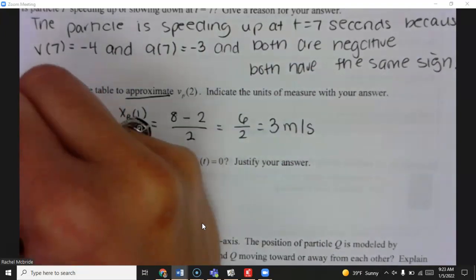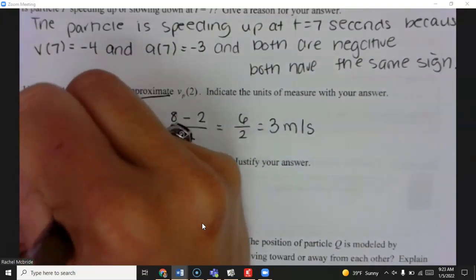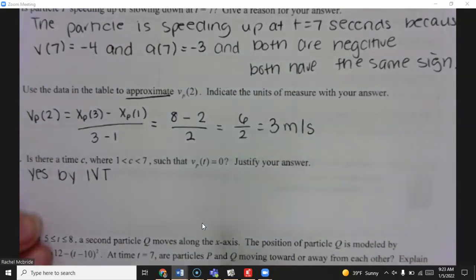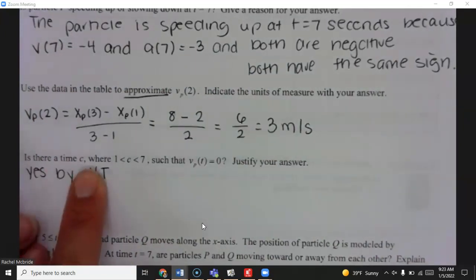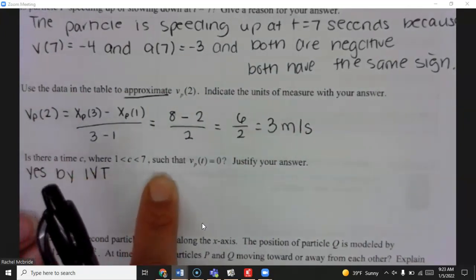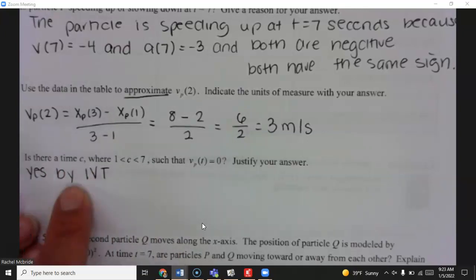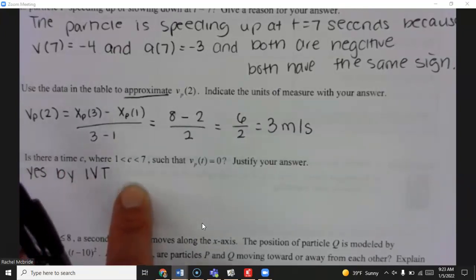Yeah, I wish. No. Because you have to state from 3 to 4. It says, is there a time in the open interval? So we would say yes by IVT.